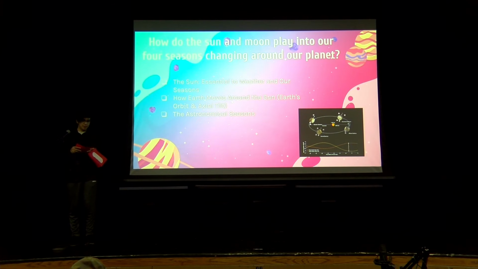My third question is, how do the sun and moon play into our 4 seasons changing around our planet? Have you ever wondered about weather being referred to as seasonable or unseasonable? This is because as a society we decided to put specific weather patterns for each season. The sun is essential to weather and our seasons.